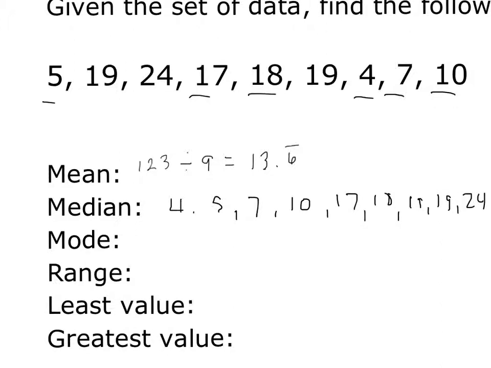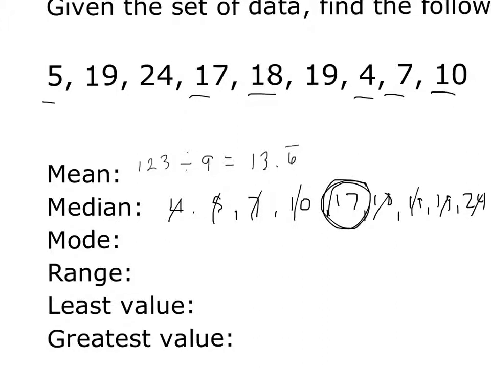Okay, so to find the middle, all we have to do is cross out each side until we get to the middle. So cross out your 4 and 24. Cross out your 5 and 19, all the way until you get to the middle. So your number in the middle is going to be 17, so that would be your median. Okay, so easy as that.